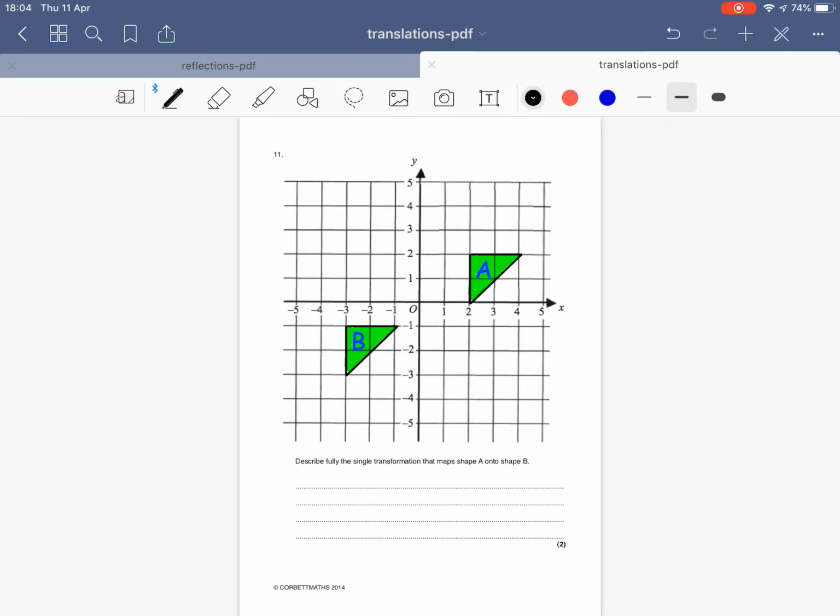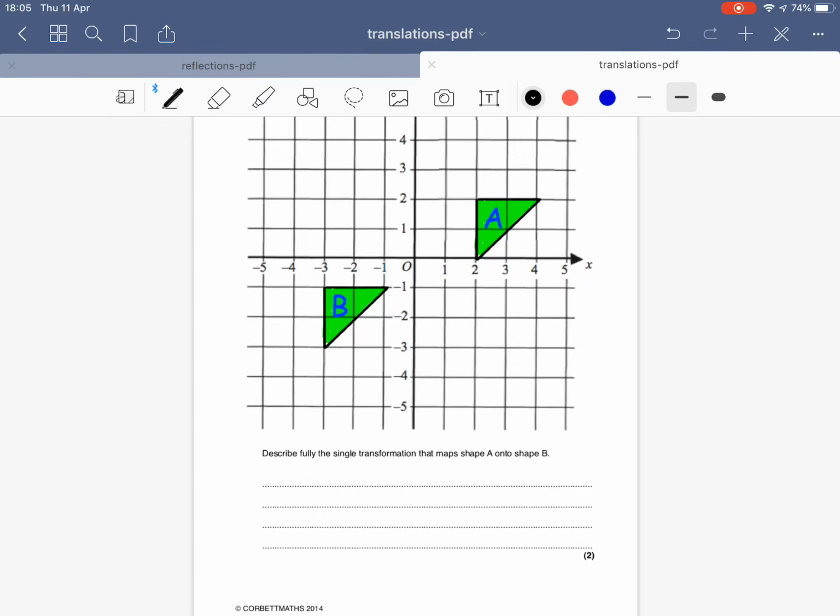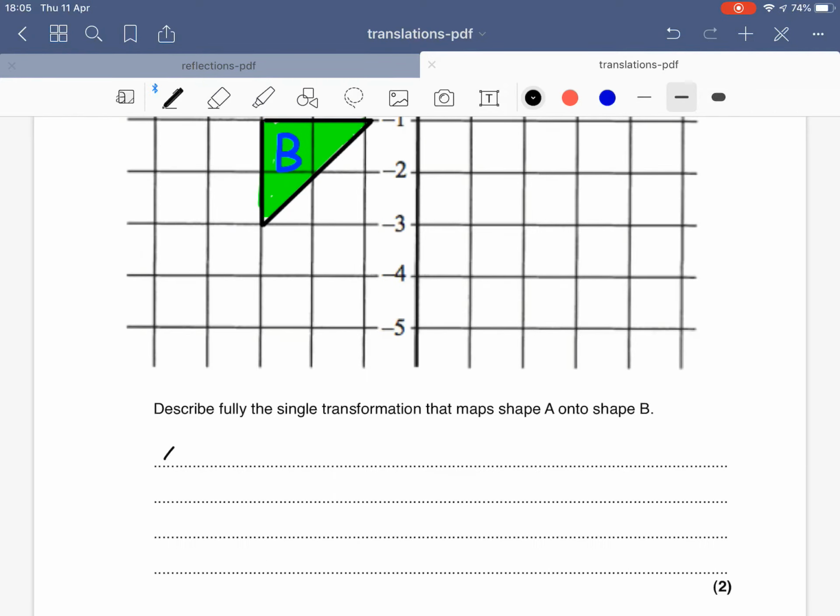Okay, describe fully the single transformation that maps shape A to shape B. So I can see it hasn't been reflected because they're both pointing the same way. I can see it hasn't been enlarged because they're both the same size. I can see it hasn't been rotated because they're both, again, facing the same way. So it's got to be moved, so it's got to be translated.